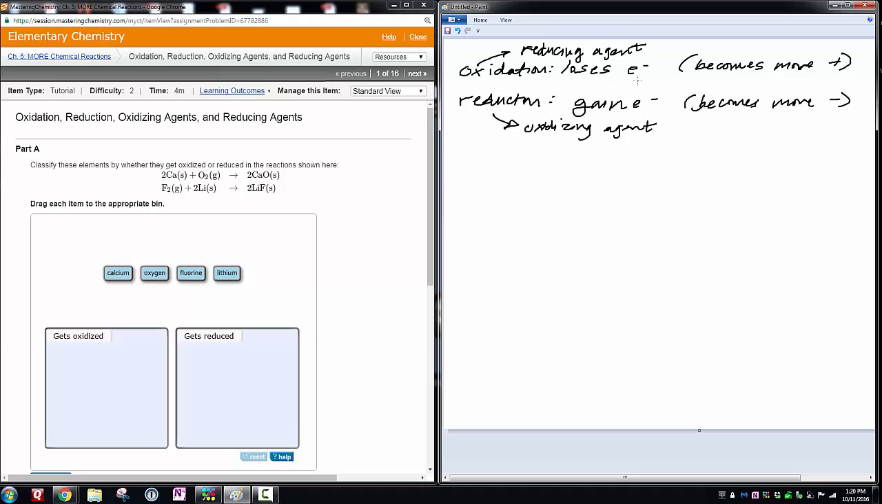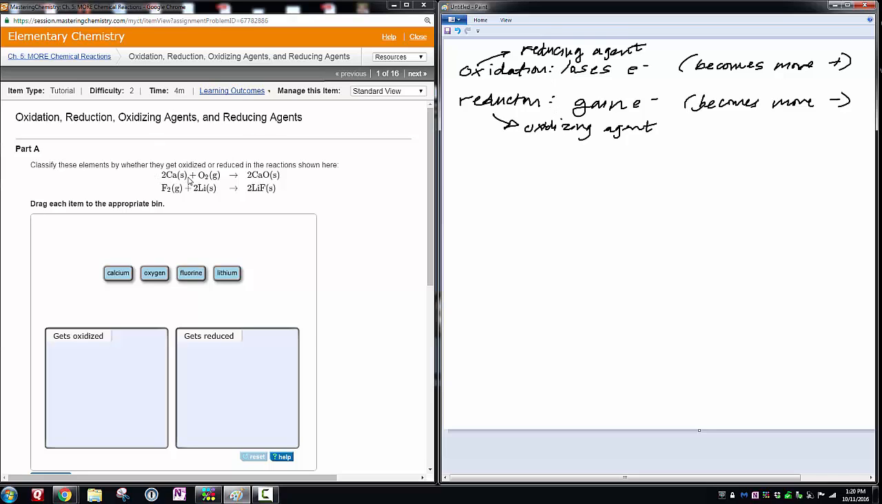Because if I'm losing electrons, they have to go to somewhere. And if I'm gaining electrons, they have to come from somewhere. So if I'm being reduced, then I'm helping something else be oxidized. I myself am gaining electrons, but I have to get them from somewhere. Therefore, I'm helping something else be oxidized.